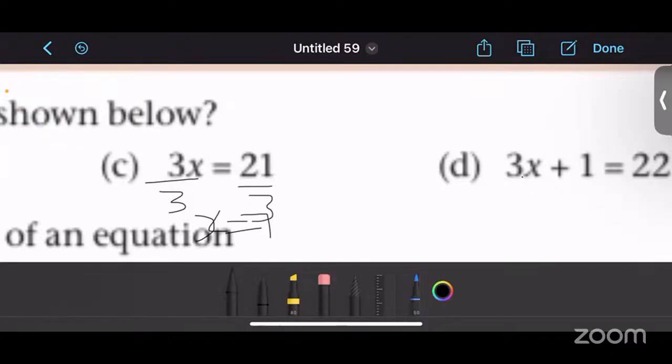And then what you do on the left, you have to do on the right. So basically what you do for each and every term, you have to do for each and every term, right? And then we have 21 divided by 3 being equal to 7.